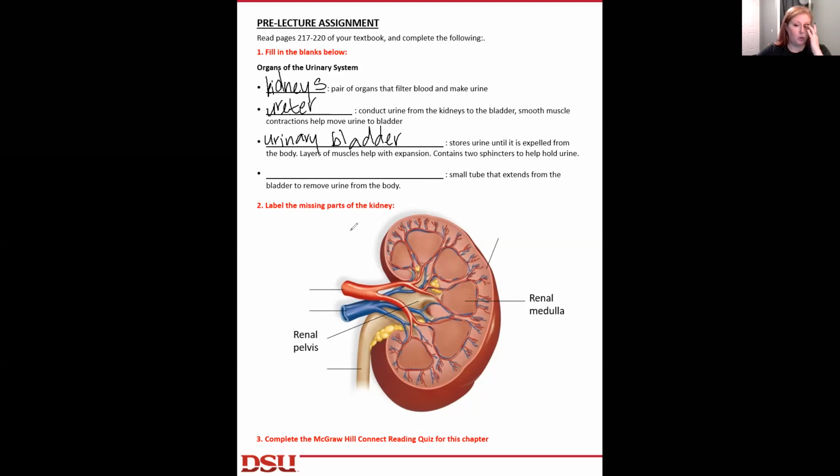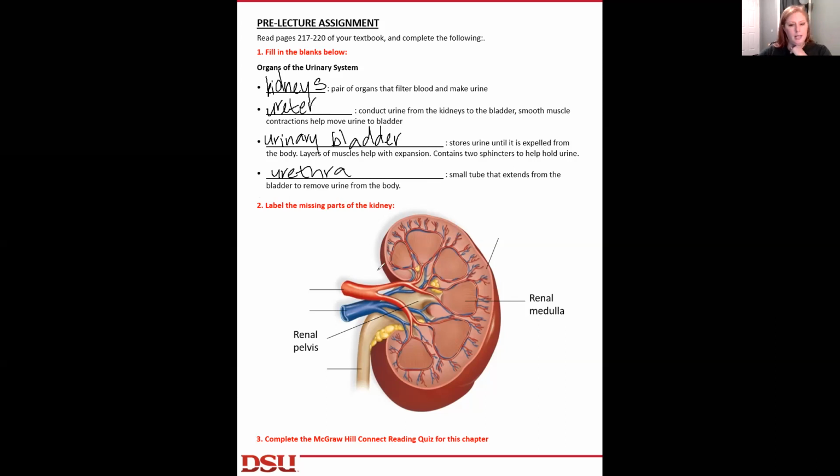Two sphincters to help hold the urine, for obvious reasons, right? Help it to not leak out when it shouldn't. And then finally, we have the urethra, the small tube that extends from the bladder out of the body.